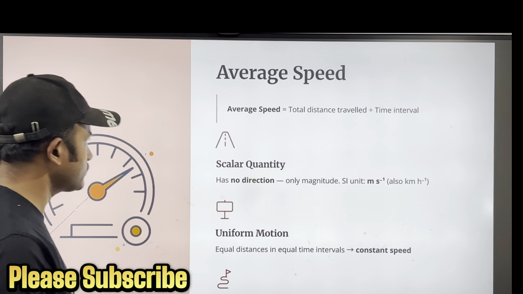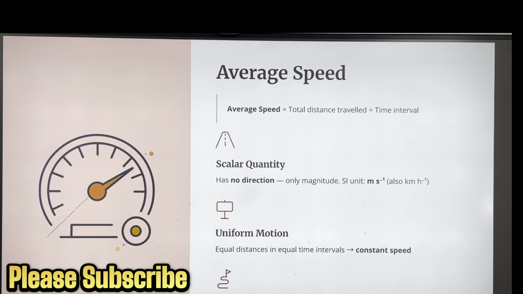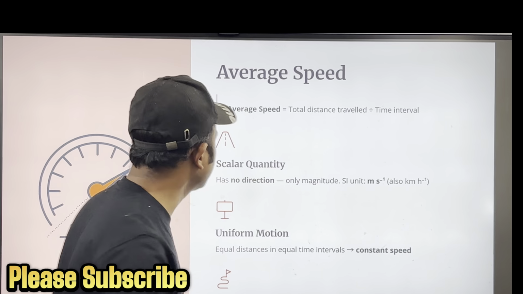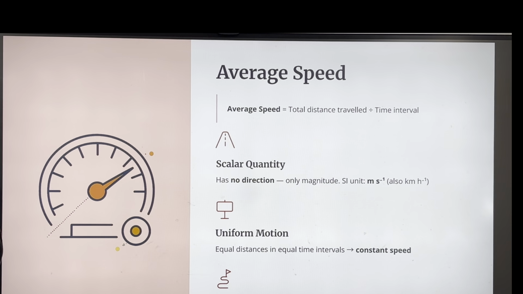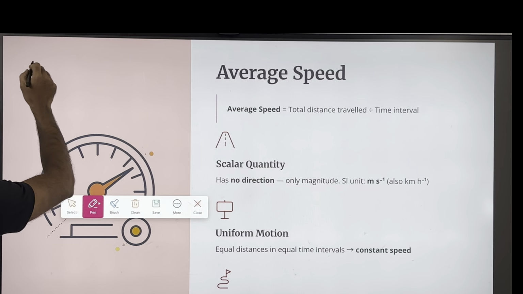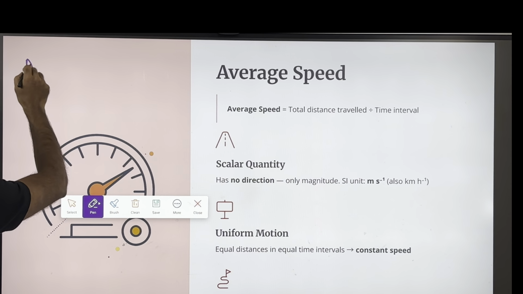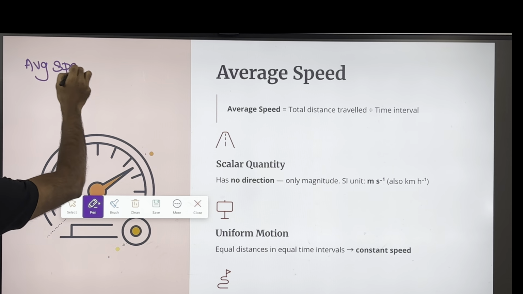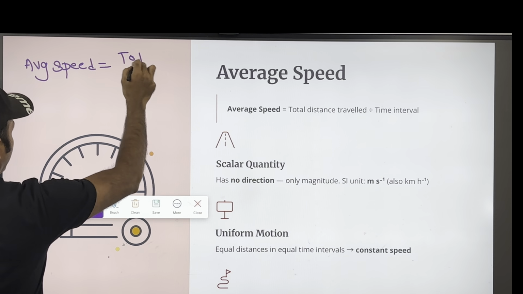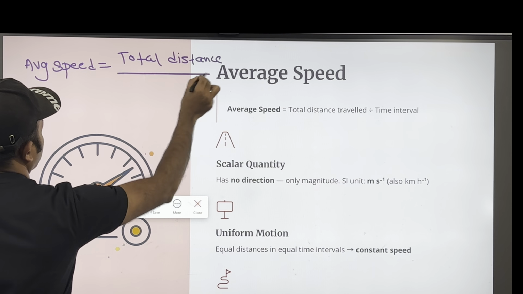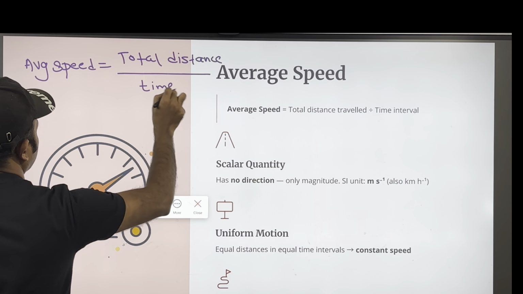For example, you are moving from one place to another place. Let us say total distance traveled by time interval. So that is what? Average speed. So what is the formula of the average speed? Average speed we can write like this: average speed equal to total distance traveled by total time taken. Total distance by total time.